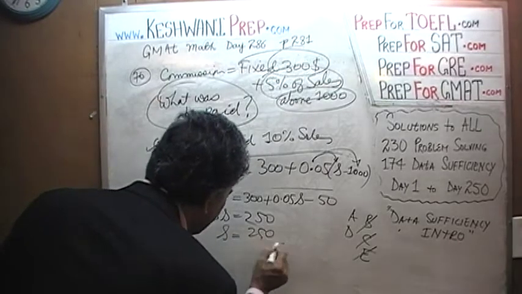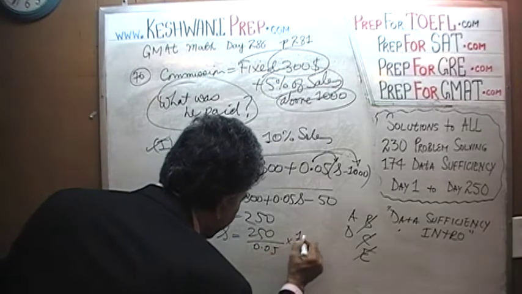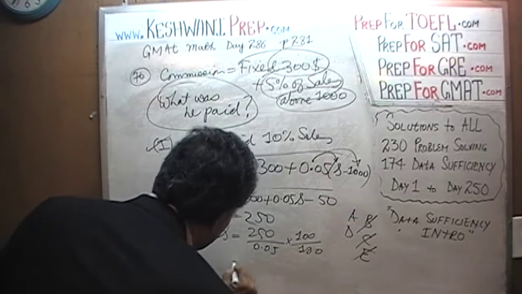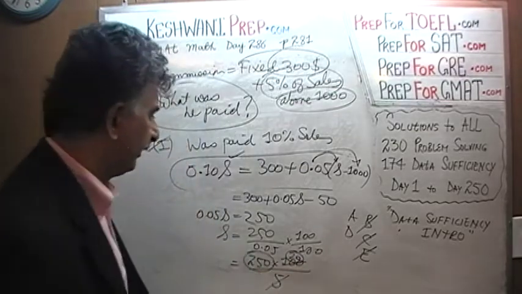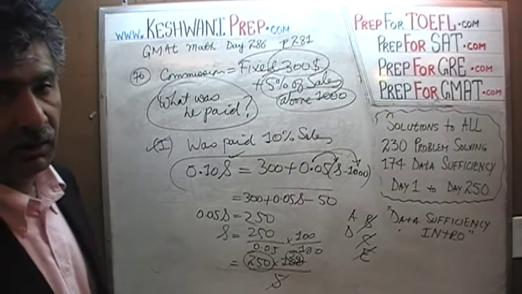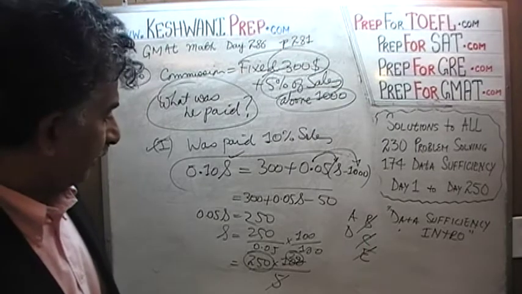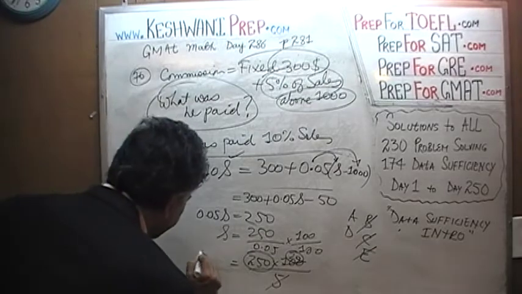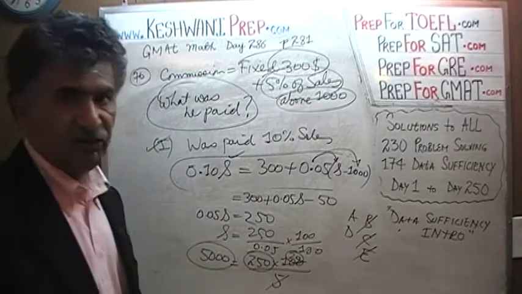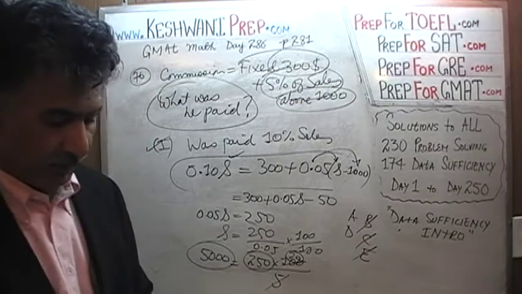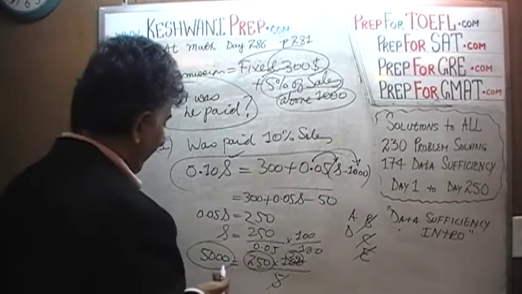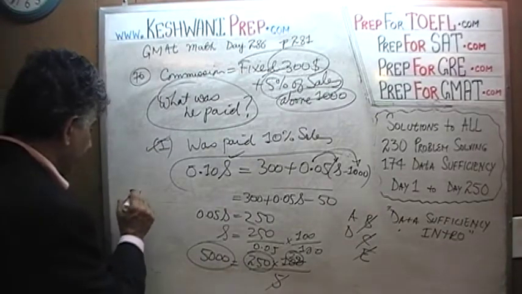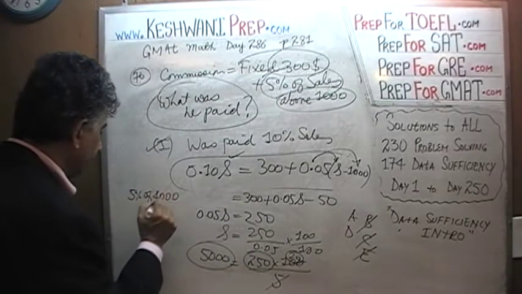S equals 250 over 0.05. You're going to multiply top and bottom by 100 to turn it into a 5. So you have 250 times 100 over 5, and 5 is going to cancel out with this 20. So it's 20 times 250. 10 times 250 is 2,500, so 20 times 250 is going to be 5,000. The sales were $5,000, and then of course, once we know the sales, we can figure out how much he was paid. He's going to be paid 5% of 4,000 plus $300.